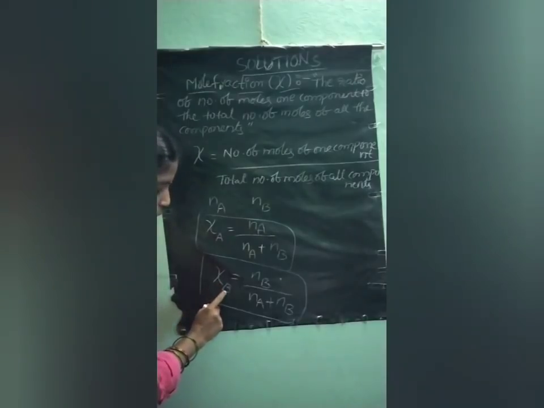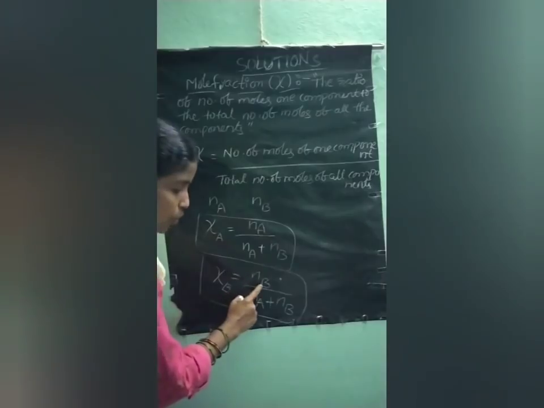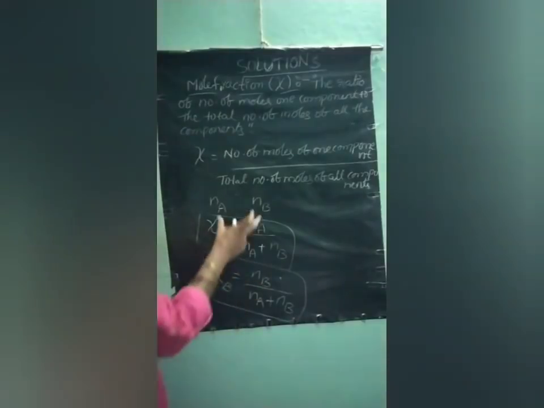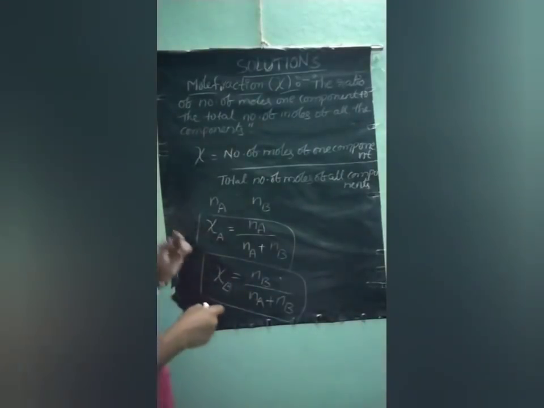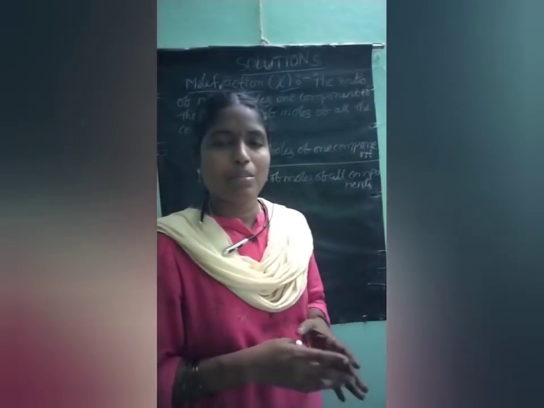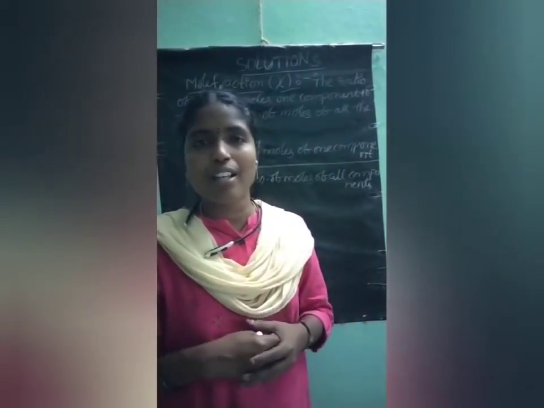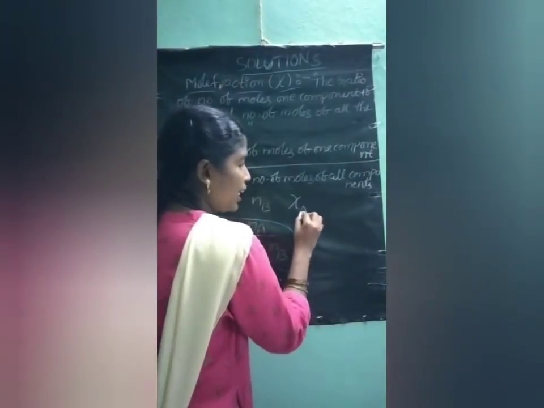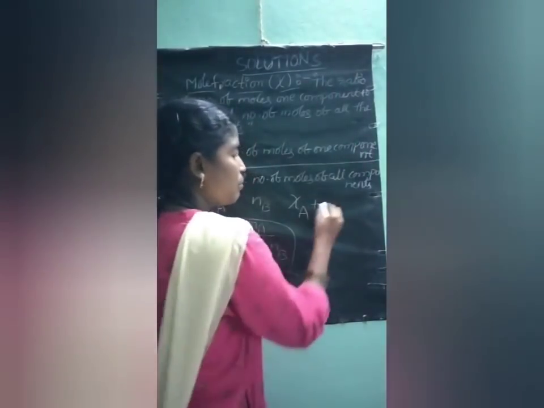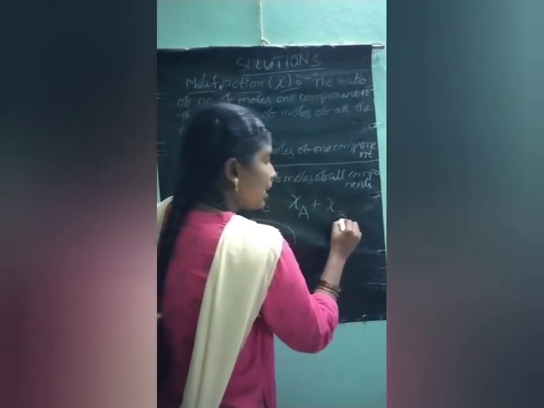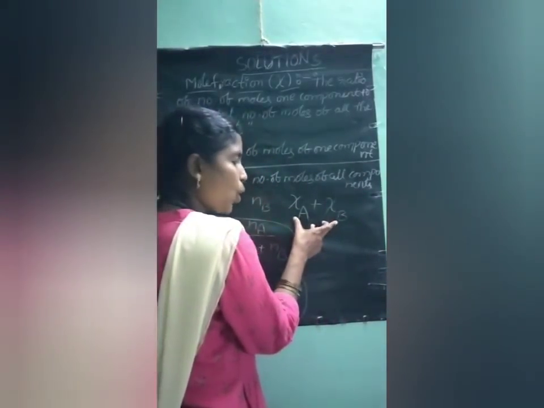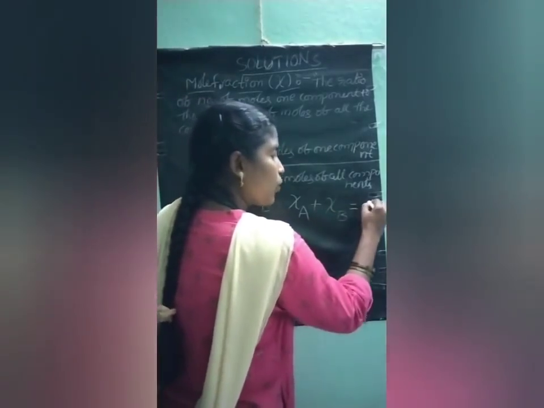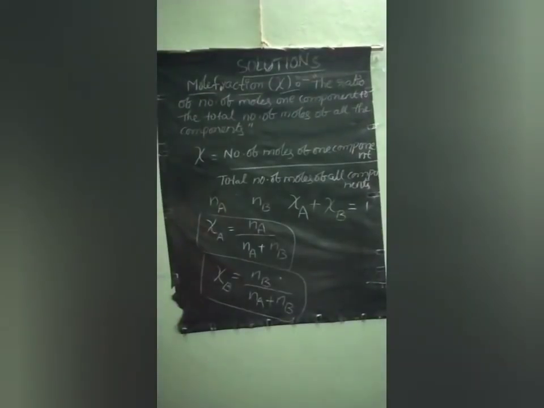So the mole fraction of solution B is equal to the number of moles of solution B by the total number of moles of the solution. So these are the two formulas. If the mole fractions of the two solutions are given in the problem, the mole fraction of solution A and the mole fraction of solution B, their sum is always equal to 1, always equal to 1.